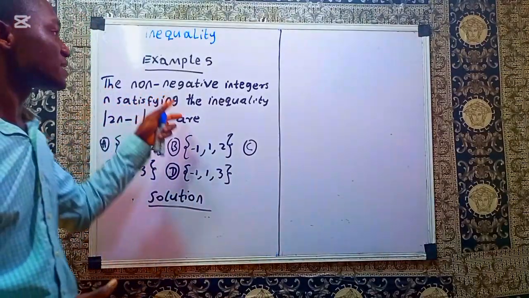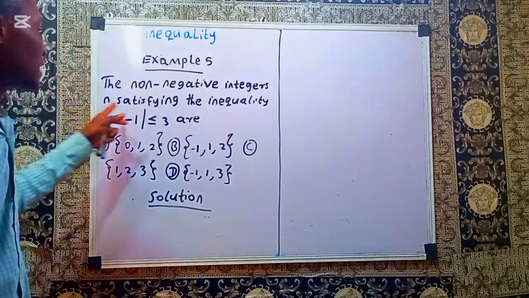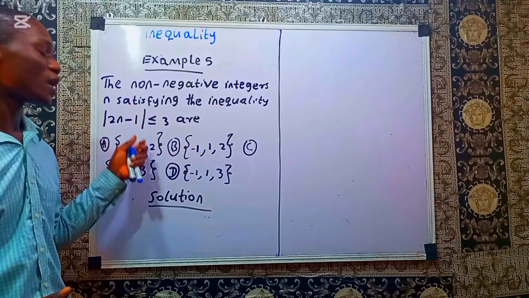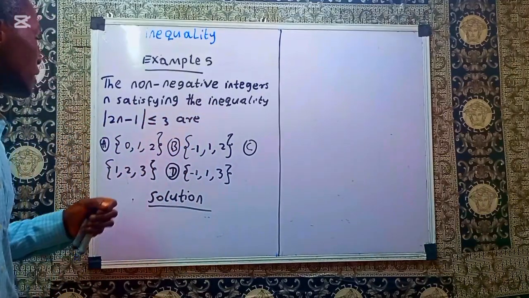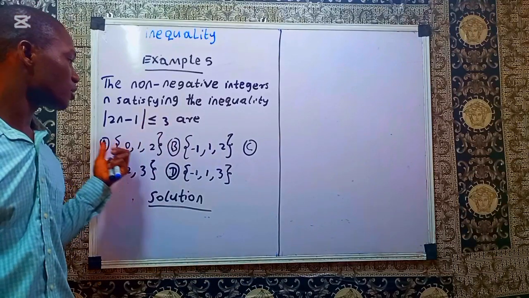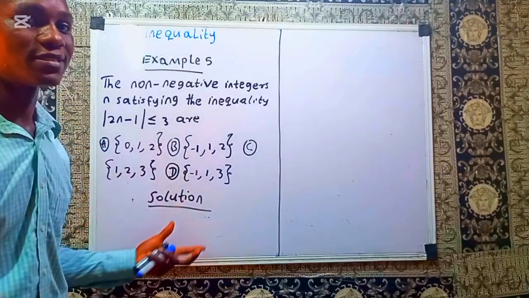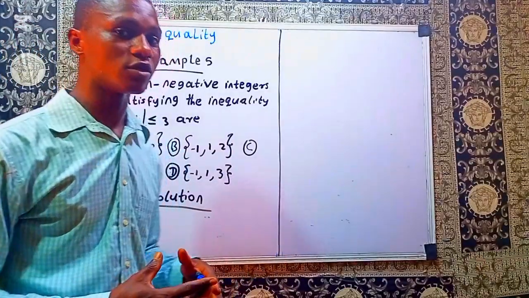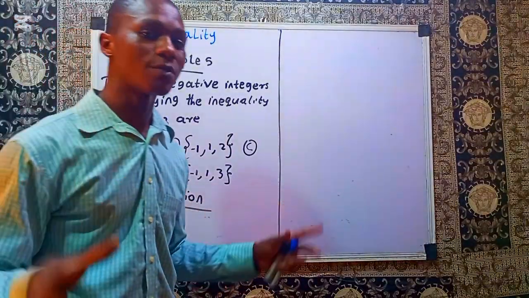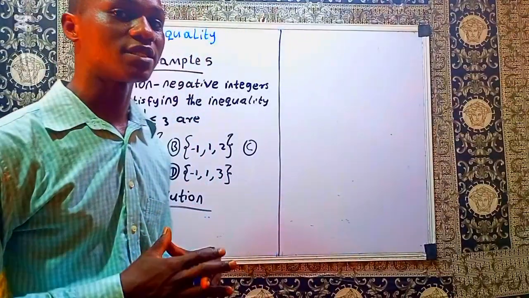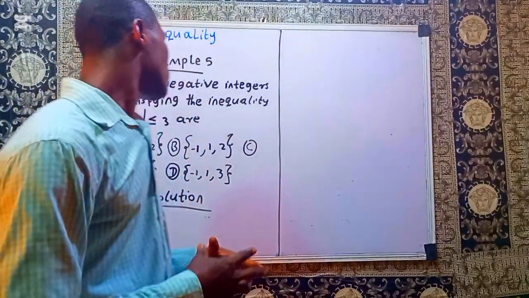They say the non-negative integers n satisfying the inequality absolute value of 2n minus 1 less than or equal to 3, and we are given option A, option B, option C, and option D. So this is clearly an objective question, so I'm going to solve it formally, then later I will give you shortcuts you can use to arrive at the answer without wasting time, since it's an objective question.